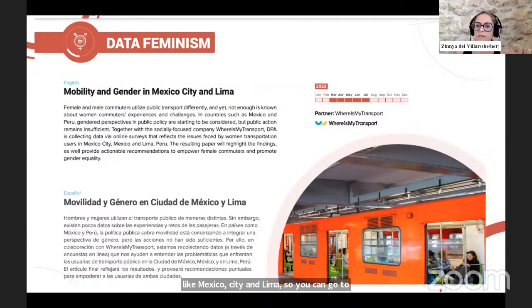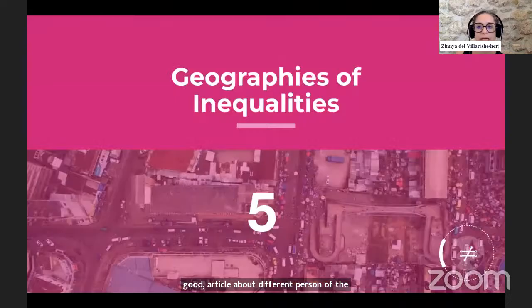It was published yesterday, and this is a very good article about different perceptions of transport in Mexico City and Lima.